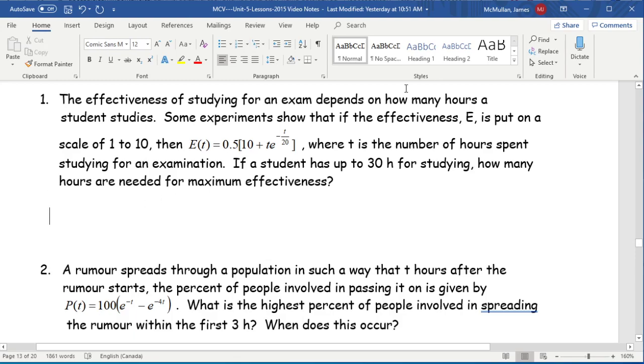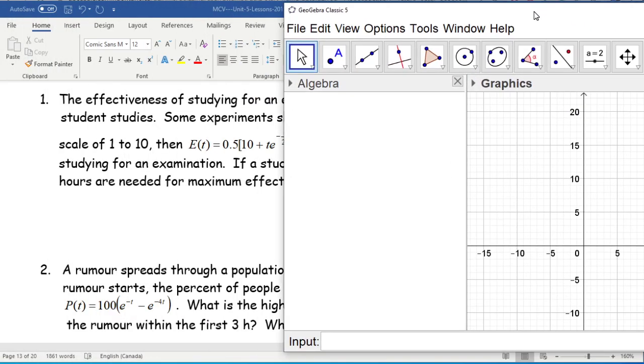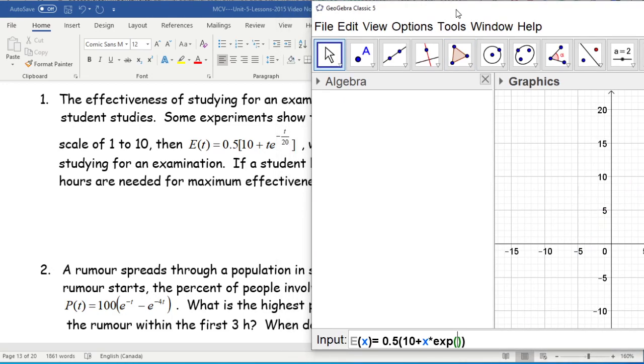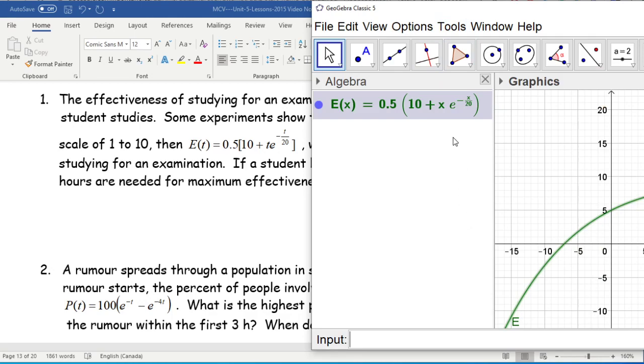So, again, let's just look at what this might look like before we begin. So E of t, so E of x is equal to 0.5(10 + x) times e, just going to put exp so GeoGebra knows what I mean, to the power of negative x over 20. Okay, and that's the formula. Just double check it here: 0.5(10 + x) e to the power of negative x over 20.